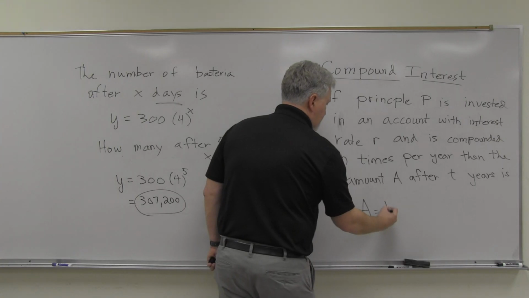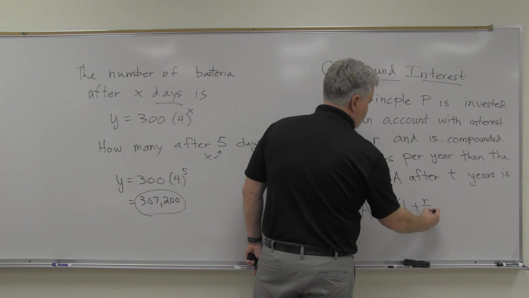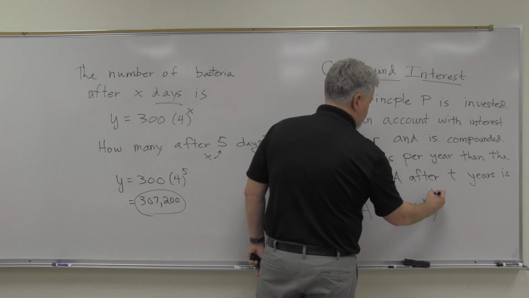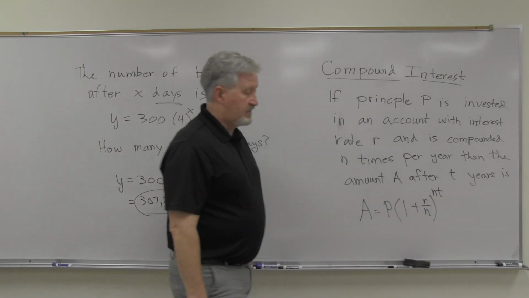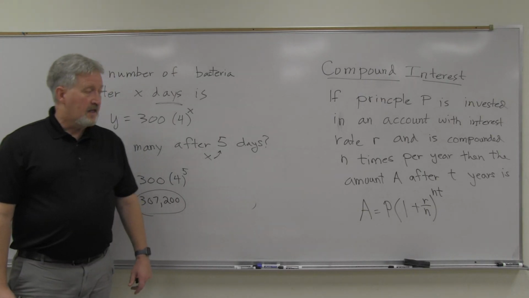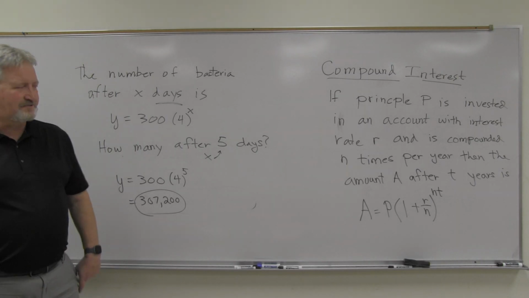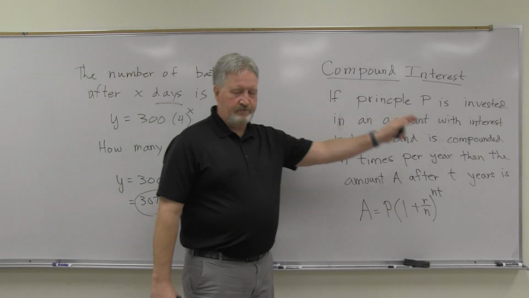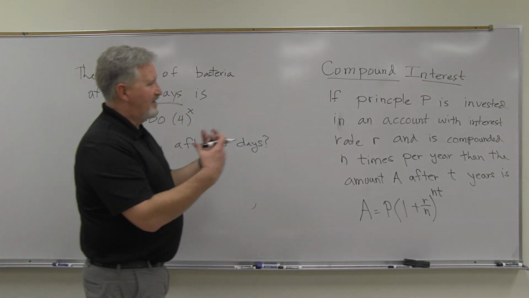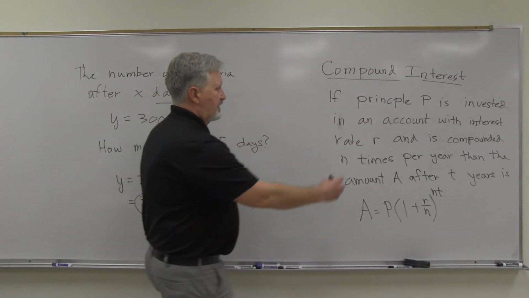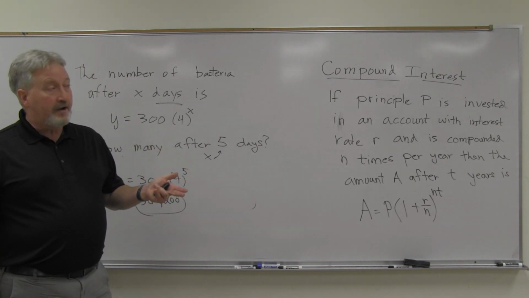A equals P times, parentheses, 1 plus R over N, and here's where the exponential comes in, raised to that parentheses stuff, raised to the NT power. Compound interest formula. If you haven't seen that before, that's what that is. A equals P times 1 plus R over N to the NT power. So, yeah, there's a lot. Spelled principal wrong there, but there's a lot going on in there.